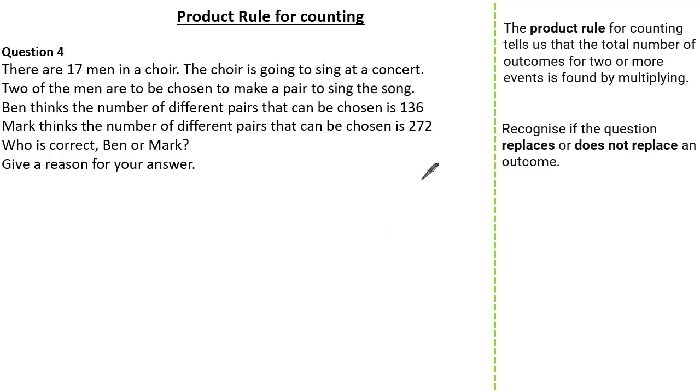Now let's look at a slightly different question. Here the question states there are 17 men in a choir. The choir is going to sing at a concert. 2 of the men are chosen to make a pair to sing the song. Ben thinks the number of different pairs that can be chosen is 136, but Mark thinks the number of different pairs that can be chosen is 272. We're asked to find who is correct, Ben or Mark, and give a reason for our answer. See if you can give it a go and press pause if you need.